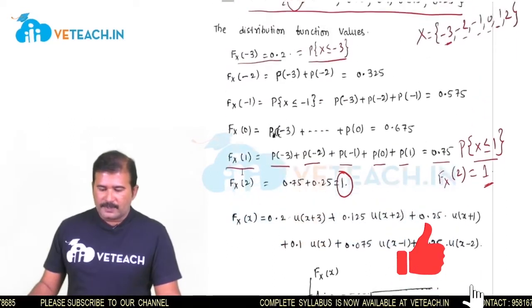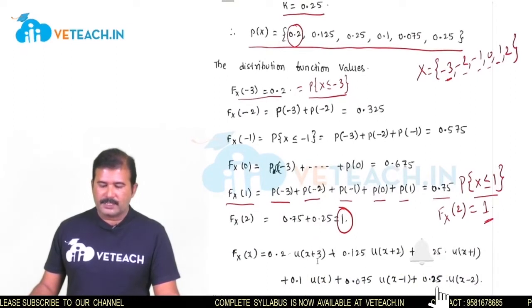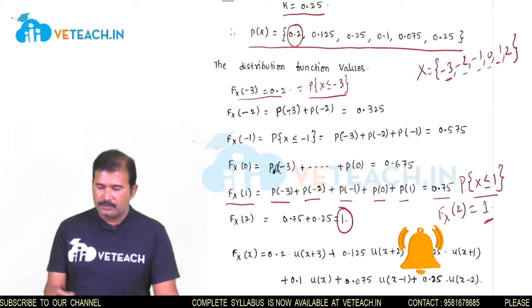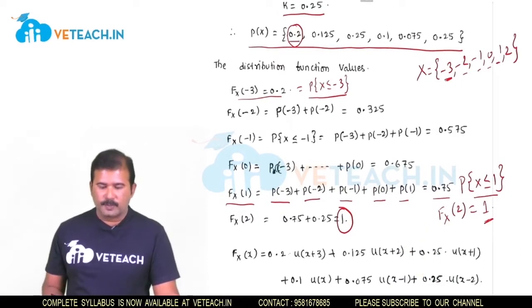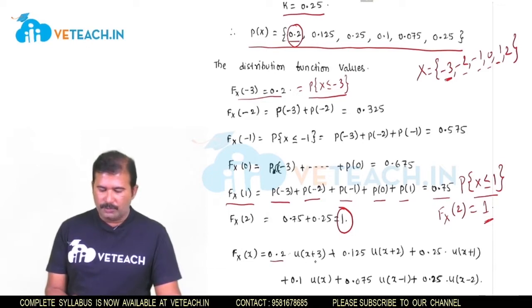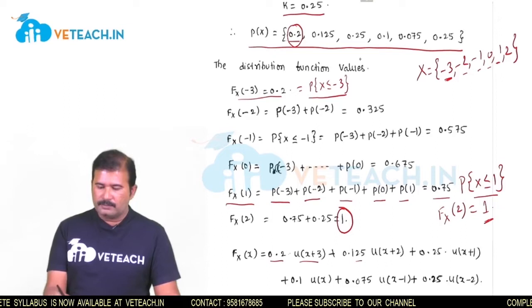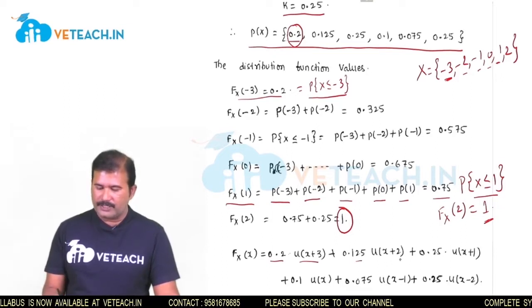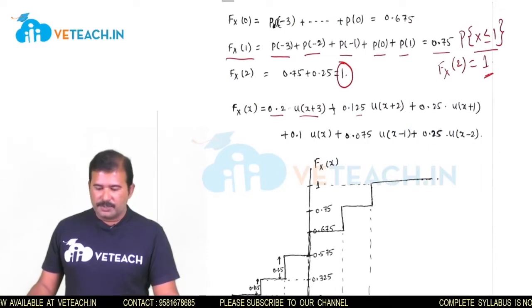And see, this is the mathematical expression. The mathematical expression consists of the probability of each element times u of x minus that element value. See, the first element is minus 3, and the corresponding probability value is 0.2. So 0.2 into u of x minus of minus 3, so u of x plus 3. Then 0.125, that is the second probability, into u of x plus 2. Yes, this is the mathematical expression for the distribution function.